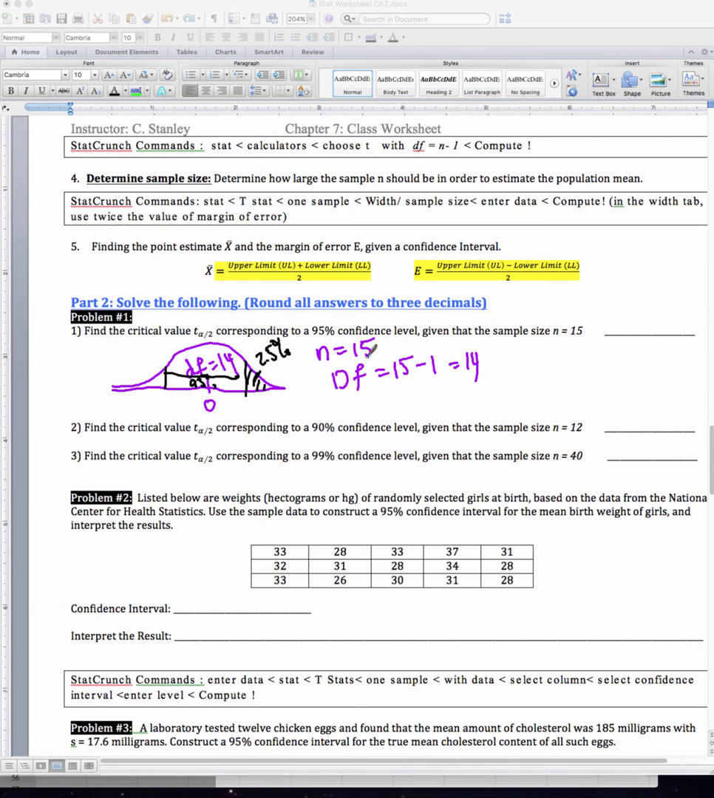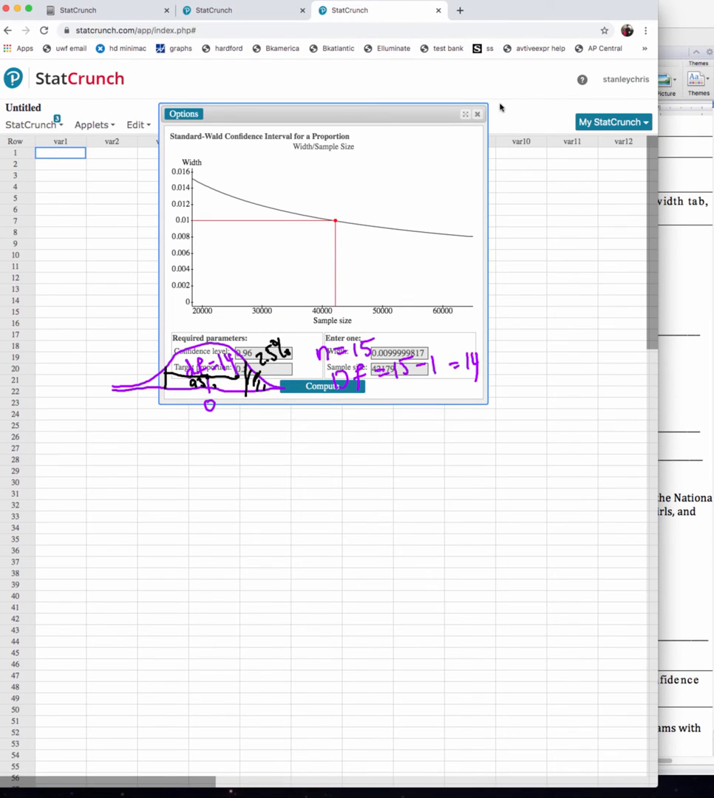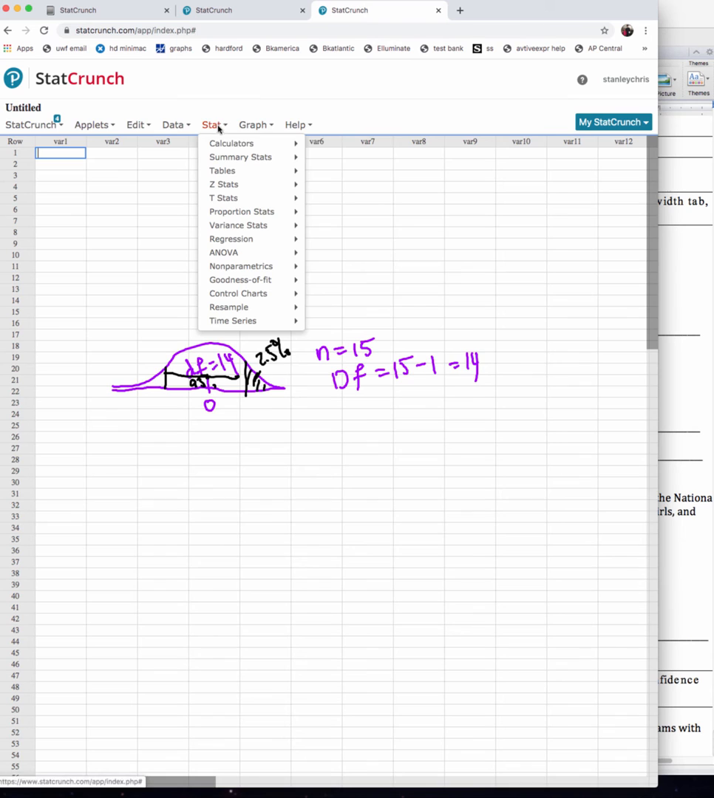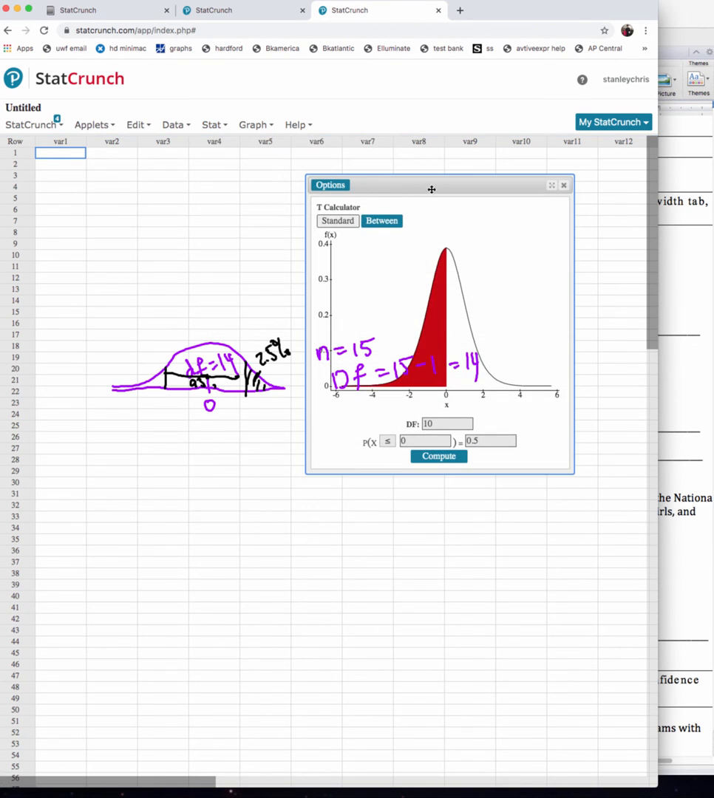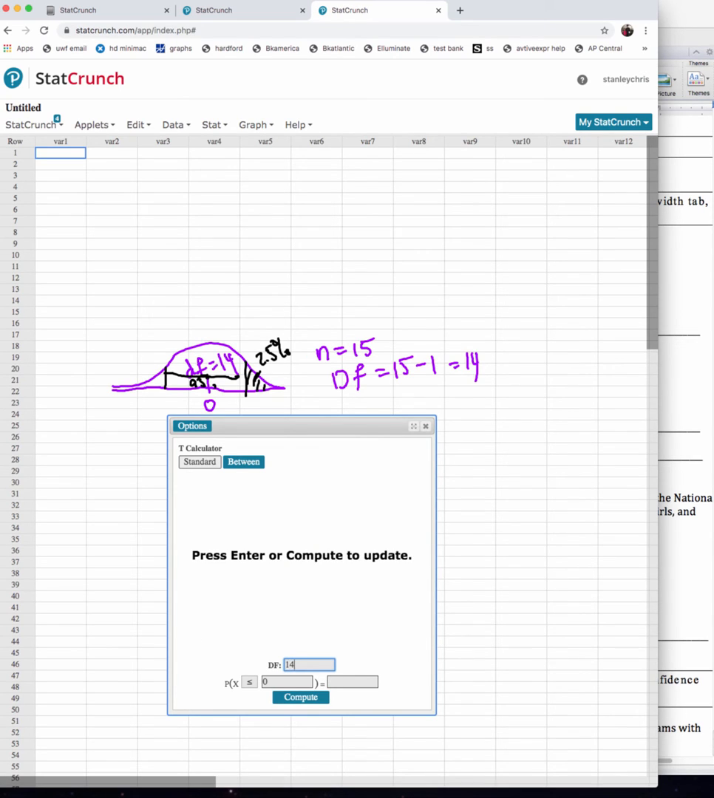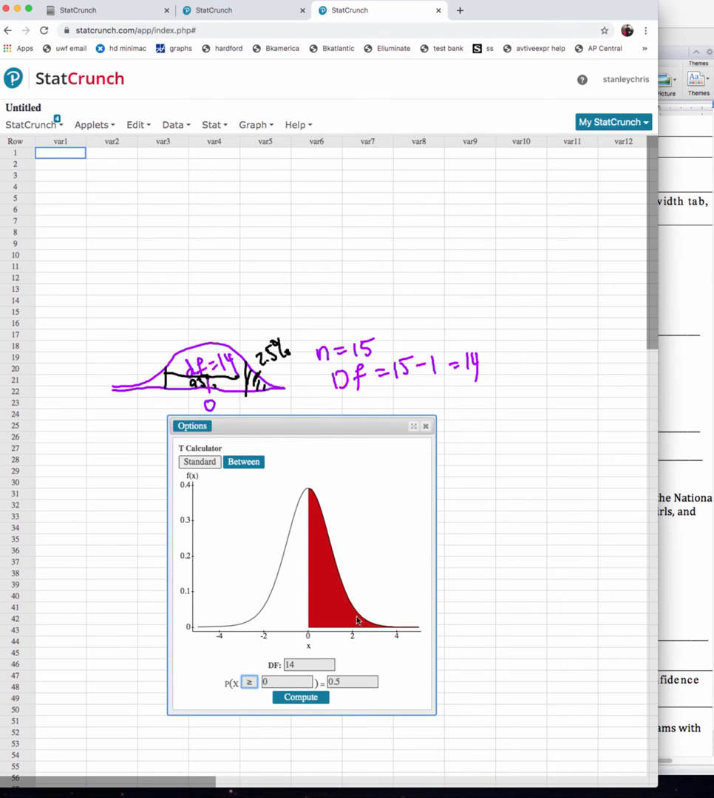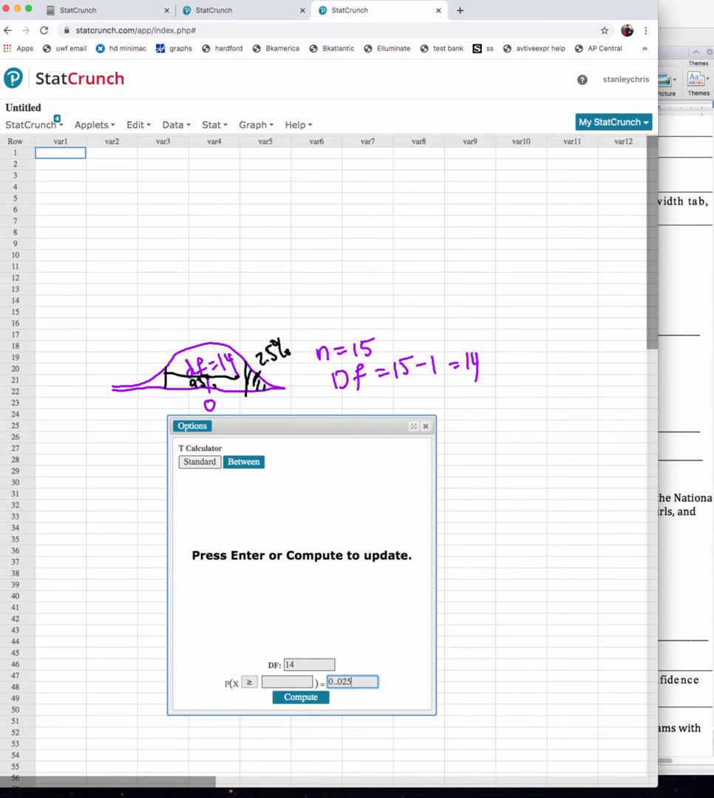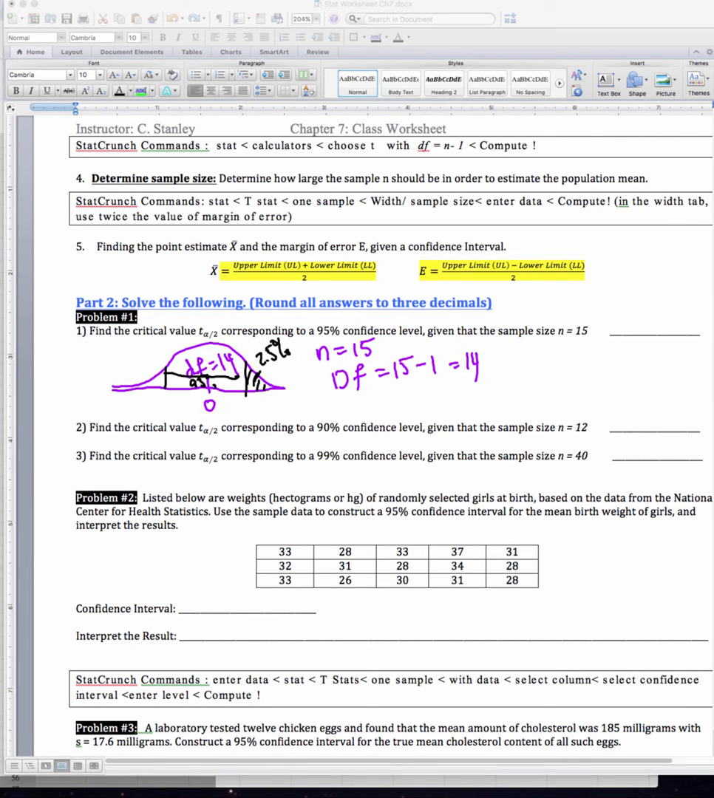Okay, so let me go ahead and show you how to find this. Before we used the Z calculator, now we're going to use the T calculator. Let me move it up. Let me get it down here. Okay, so the T calculator, we need a DF of 14. The DF is always one less than the sample size. We want to make this a greater than sign. Now this red here needs to be 0.025. So we go 0.025. I got 2 decimals again, and compute. So 2.14. So this is 2.14.